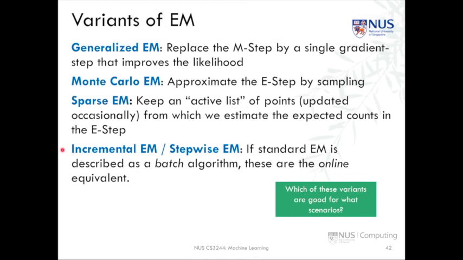And we have incremental or stepwise EM, which is akin to estimating the parameters of the model based on a small collection of points rather than the entire data set. This is similar to the difference between batch gradient descent, where we use the whole data set to calculate the gradient, versus stochastic gradient descent, where we use either a single point, or mini batch stochastic gradient descent, where we use a small set of points. So an important thing to think about is which of these variants are good for what type of scenarios. Please keep this in mind as you study for the test.